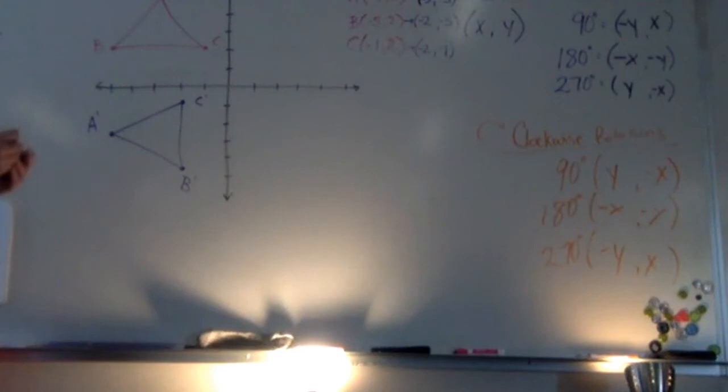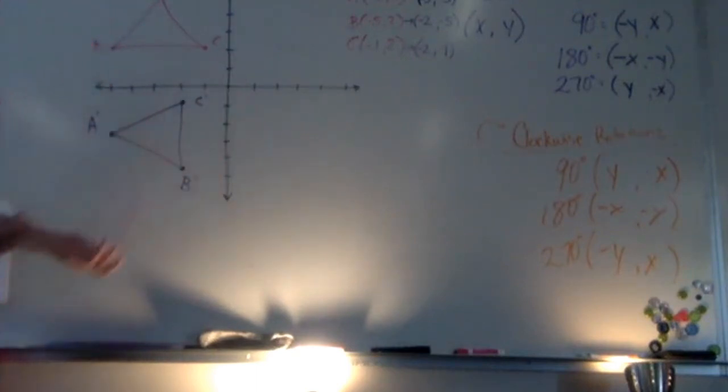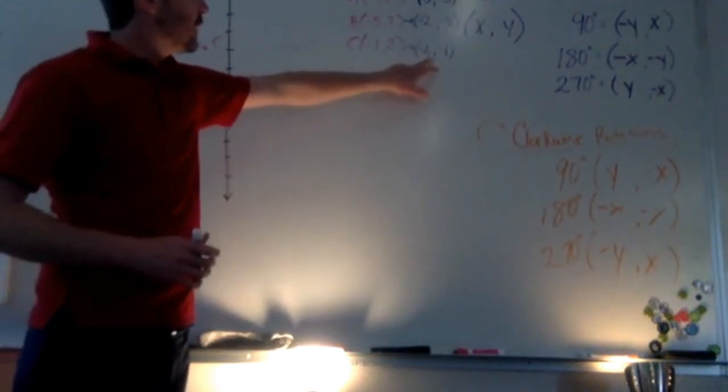Now notice, C, for both of them, it's always the same. It's the closest point. And then A and B, A is way far out here, way far up here. So they stay in the same position as before.